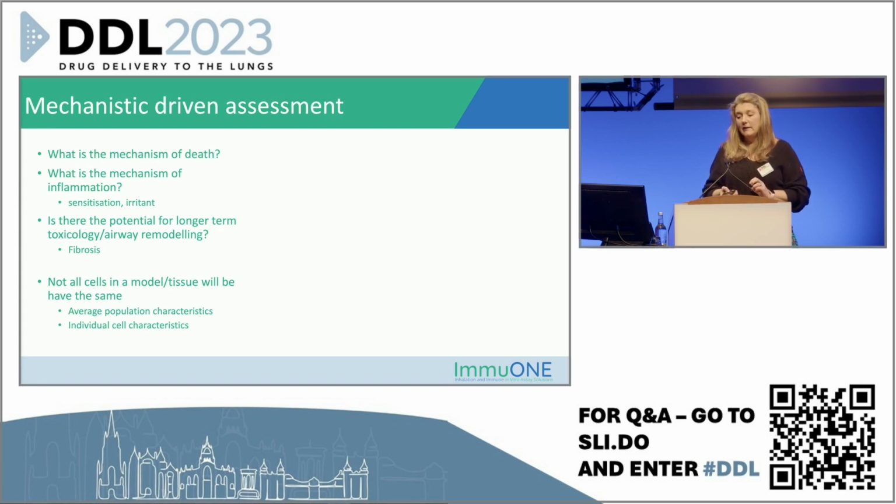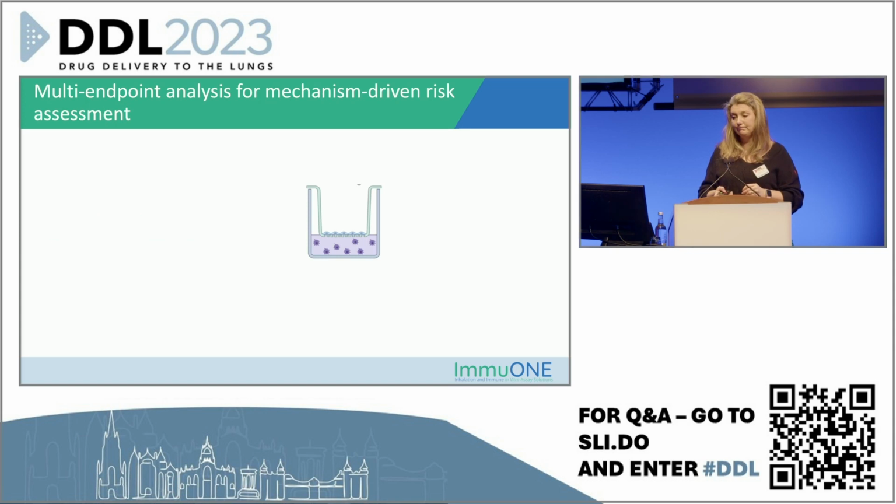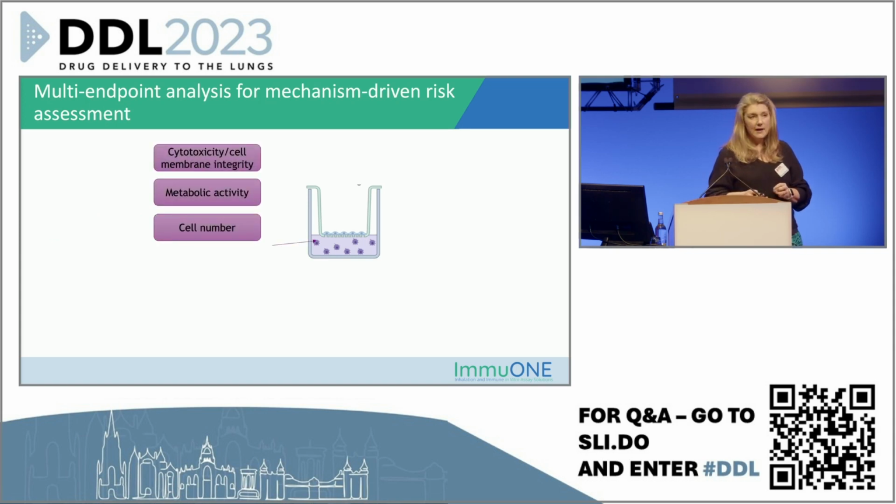So I'm very much in the space of mechanistic-driven assessment. What is the mechanism of death? And what is the mechanism of inflammation? We use a wide range of techniques: genomics, transcriptomics, proteomics, which is probably where I work the most, to understand what is happening at the cellular level. The approach that I take, and the way the field is moving, is definitely towards multi-endpoint analysis to understand mechanism-driven risk assessment. So not just getting one endpoint out of an assay, but multiple endpoints, understanding how different cells within a system respond.